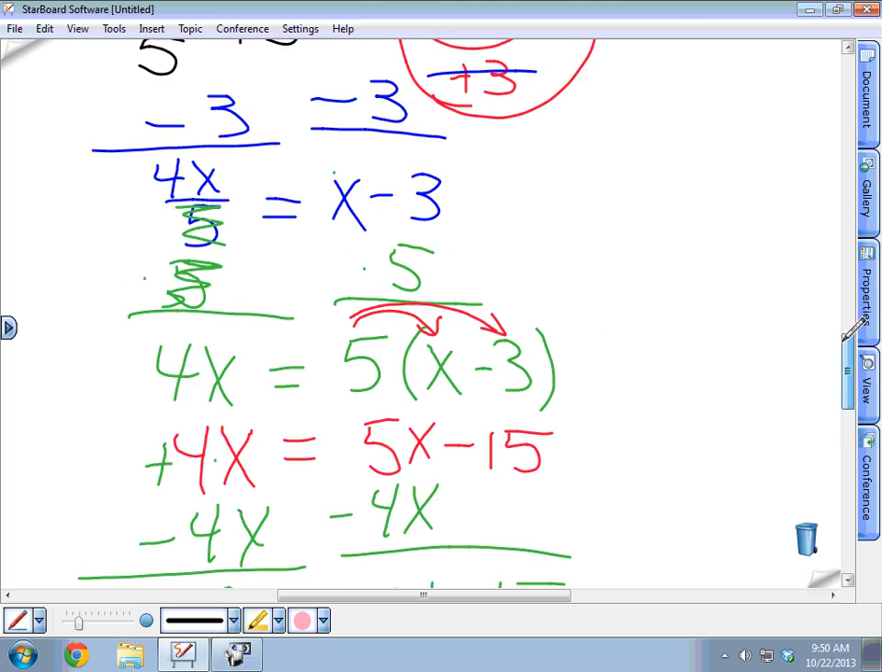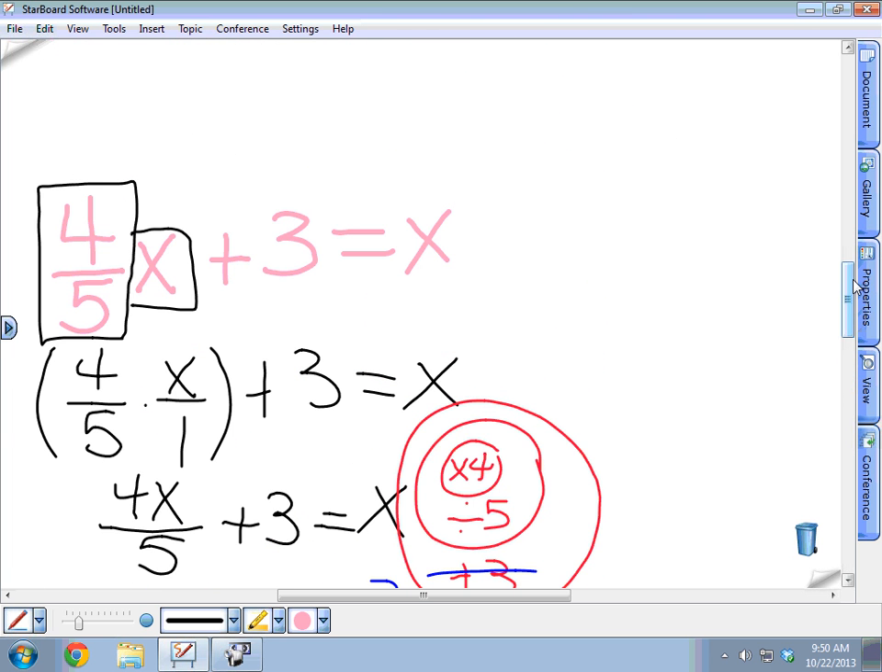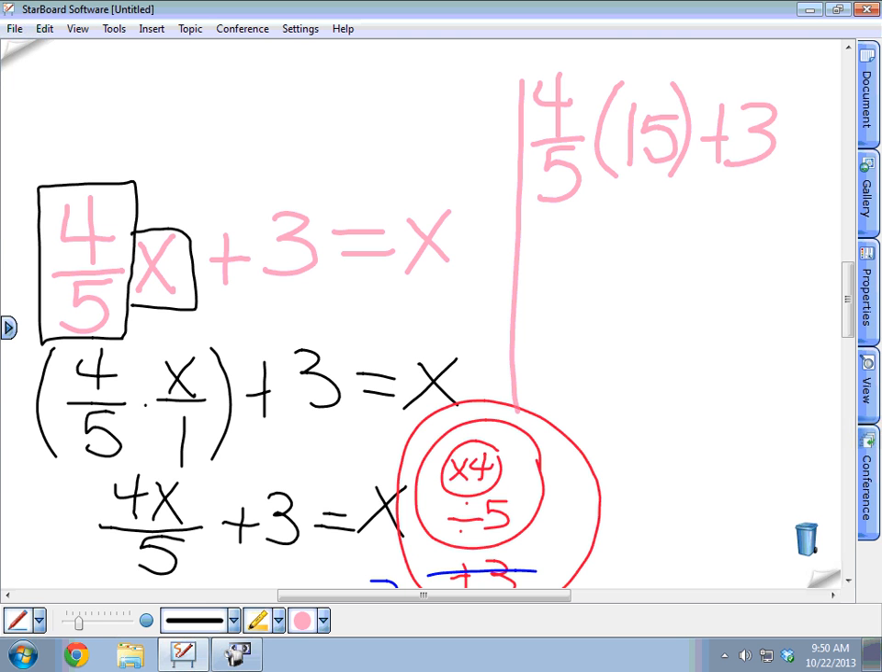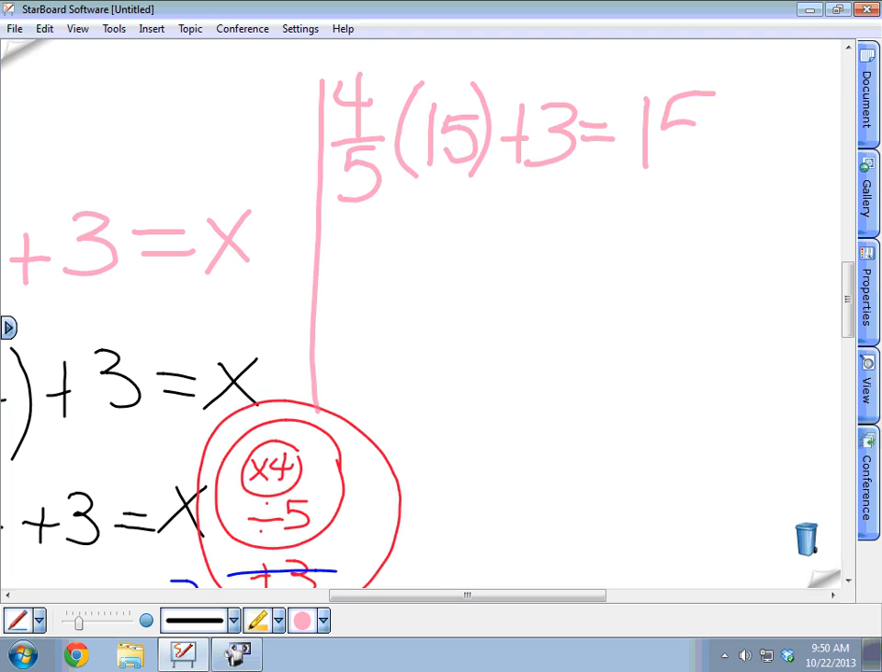Okay, let me go back up. Let me do that. 4/5 of 15 plus 3 equals 15, because there was the x on there. So again, notice when I go back, I take whatever my solution is, I put it in for my variable, and then I solve it to see, am I correct? Did I make a mistake?